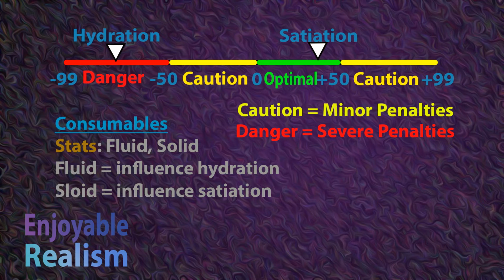Should consumption raise current value beyond +99, an explosion event will occur, resetting the current value of both hydration and satiation to -51. Likewise, a blackout event will occur if the current value would drop below -99, being a more hazardous situation when compared to expulsion.